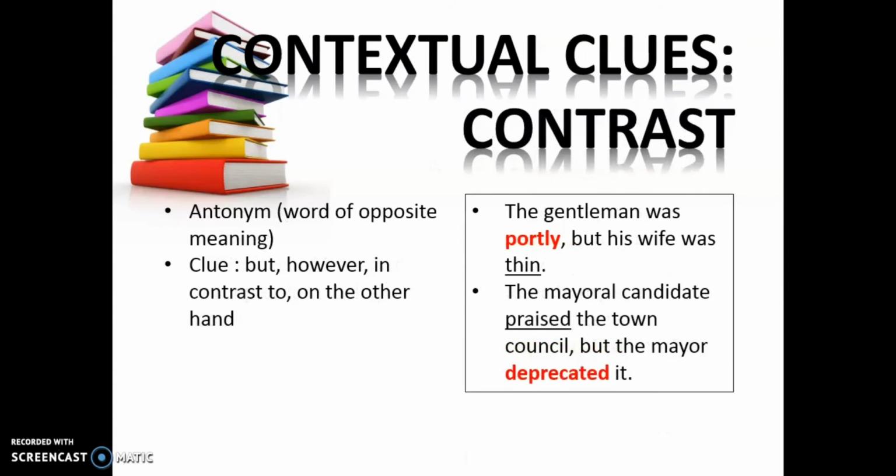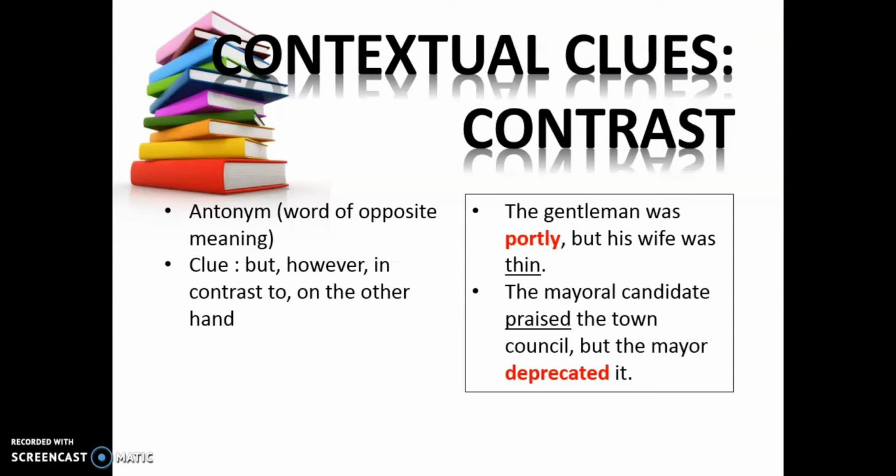How about contrast? Here, the author utilizes words that carry opposite meaning, or we call it antonym. You can spot clues in the statement such as the words but, however, in contrast to, on the other hand. Take a look at the first example. The gentleman was portly, but his wife was thin.